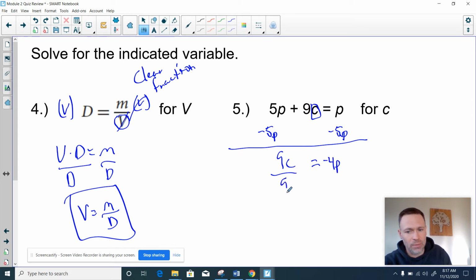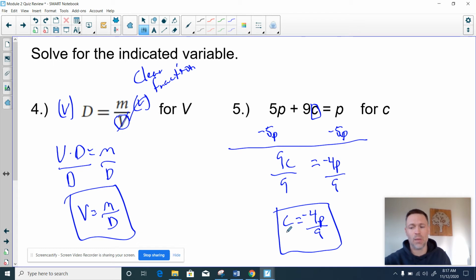Now I will divide by 9 on both sides, and I will get C is equal to negative 4P over 9, and I cannot simplify that, right? So this is my final answer. So remember, with literal equations, you solve them exactly the same way, and then just try to simplify as much as you can. We could simplify in this little step here, but that didn't give us much. But in the end, we still don't get a variable equals a number. We don't get B equals 2 or C equals 5, and that's the case with literal equations. You don't get that kind of answer.